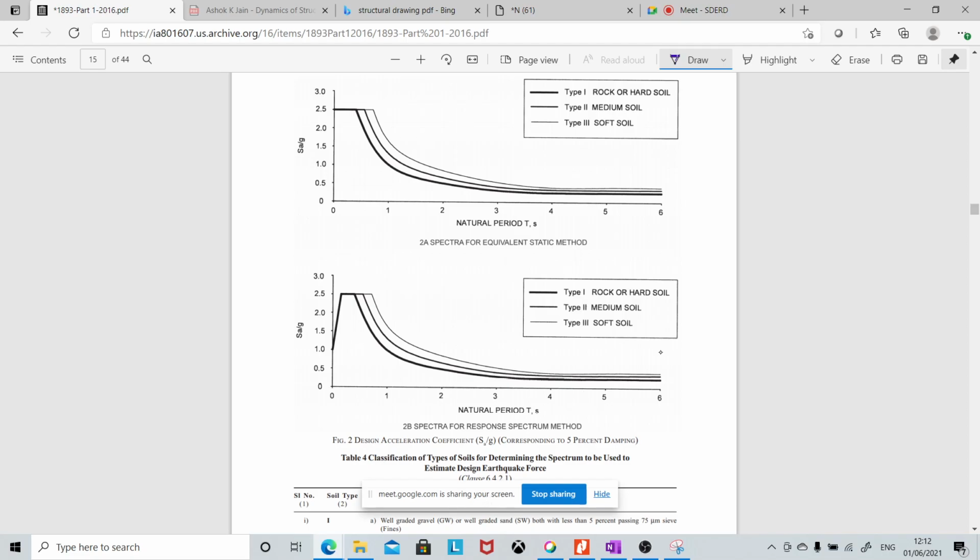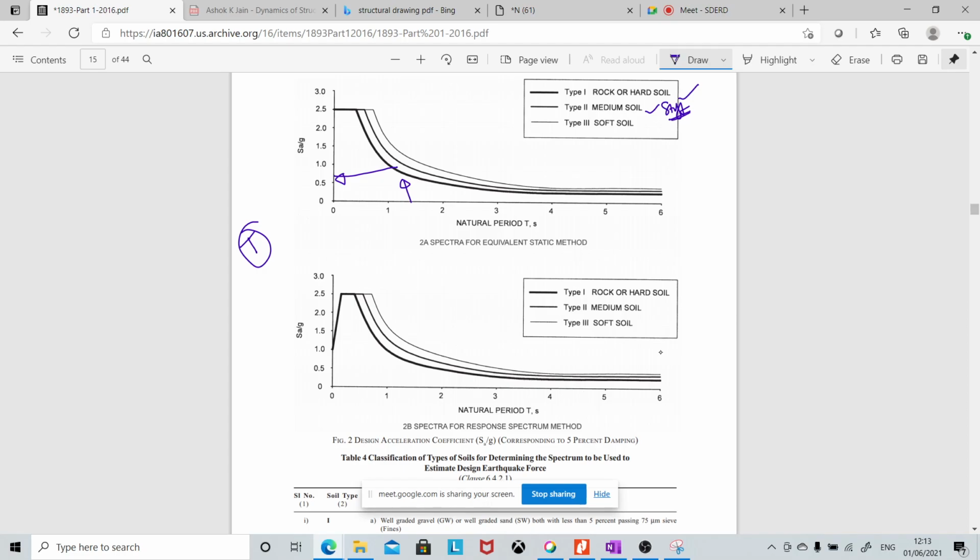So the first thing we have to calculate is the time period of the structure. Once we calculate the time period, we need to know the soil type. SA by G is given for 3 different soil types: rock or hard soil, medium or stiff soil, and soft soil. Depending on the soil type, we choose the corresponding graph, and depending on the time period, we go to the graph and get the corresponding value of SA by G.